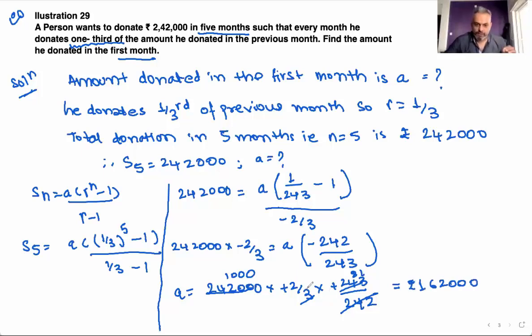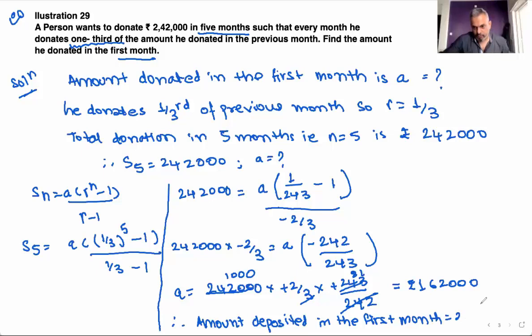81 into 2 is 162 into 1000. So therefore the amount deposited in the first month is equal to rupees 1,62,000. Answer.